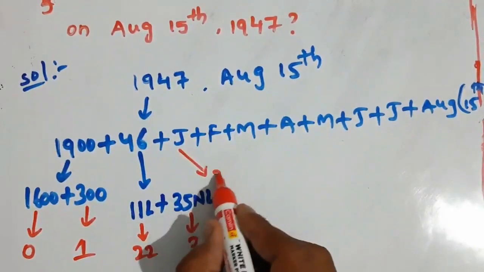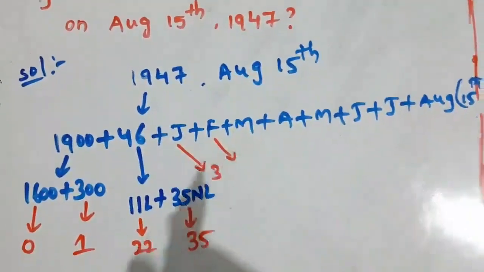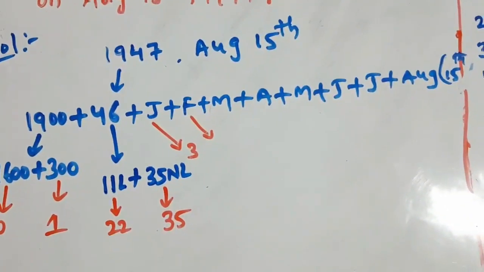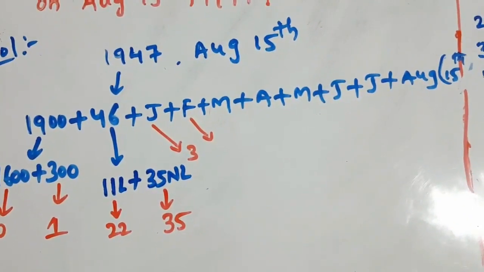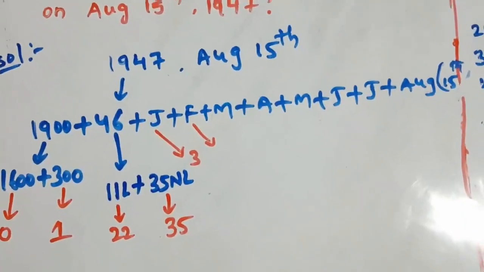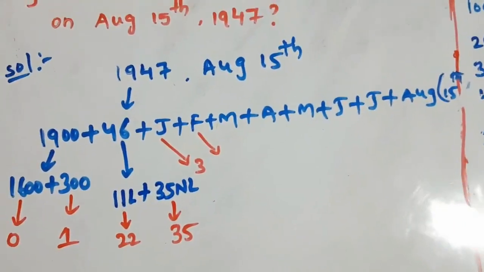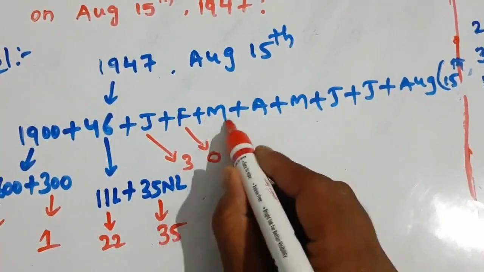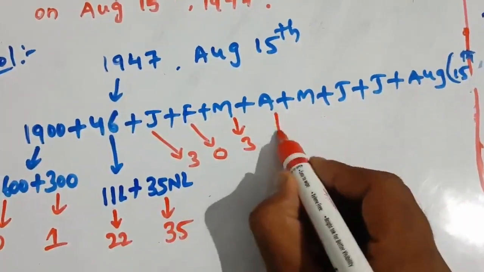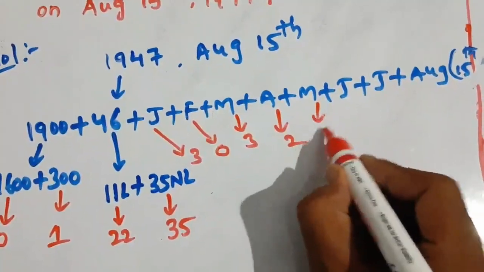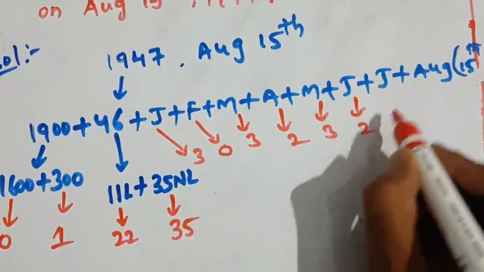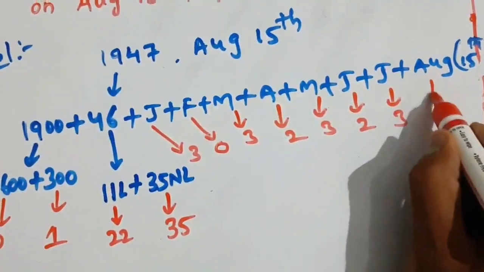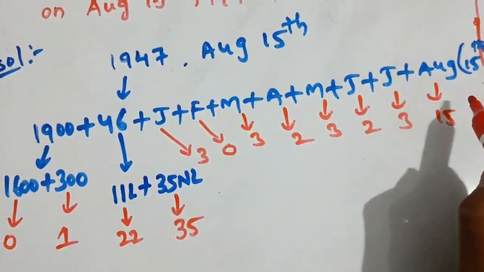January having 3 odd days. February, well, we have to find whether 1947 is a leap year or not. 1947 is not a leap year. So February having 28 days, so 0 odd days. March 3, April 2, May 3, June 2, July 3, August till 15th.